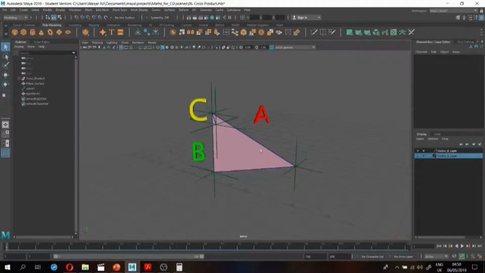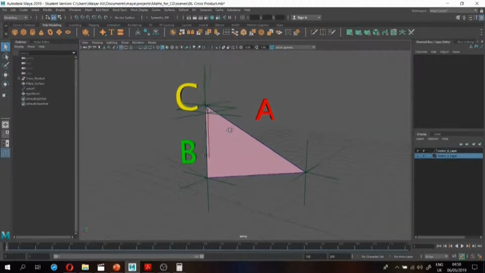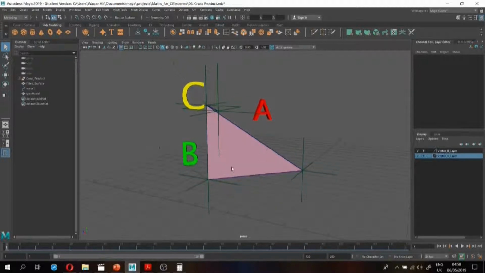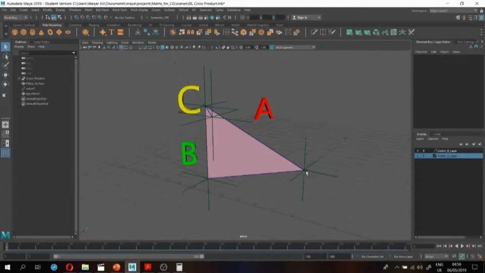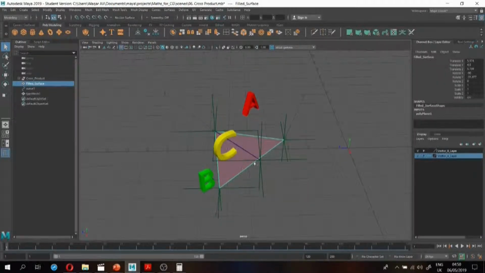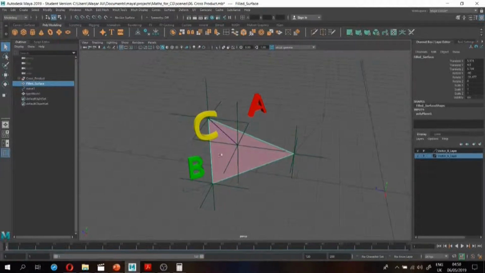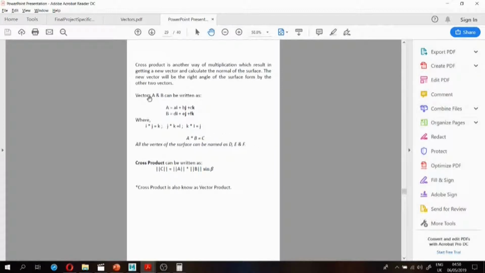Let's say we have these two vectors A and B, forming a surface which has vertices D, E, and F, and we get a result which is normal to the surface of these two vectors. Going back to here, vector A can be written as ai plus bj plus ck, and B will be di plus ej plus fk, where i multiplied by j is equal to k, j multiplied by k is equal to i, and k multiplied by i is equal to j.